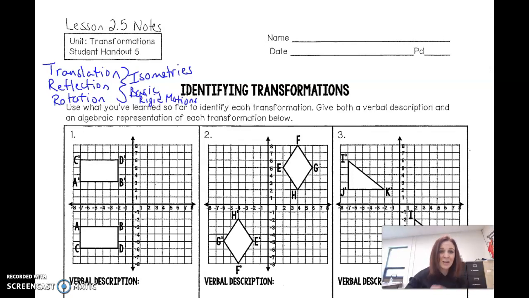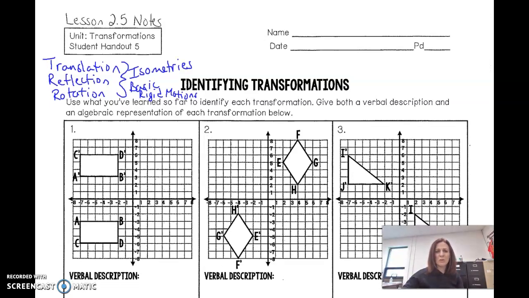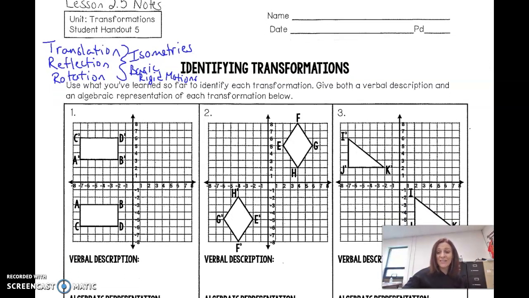What isometries or basic rigid motions mean is the figures do not get bigger or smaller. If it's a triangle to start, it stays a triangle. The side lengths are the same. The angle measures are the same. Distance preserving, angle measure preserving. Okay? So it says use what we know so far to identify these transformations.